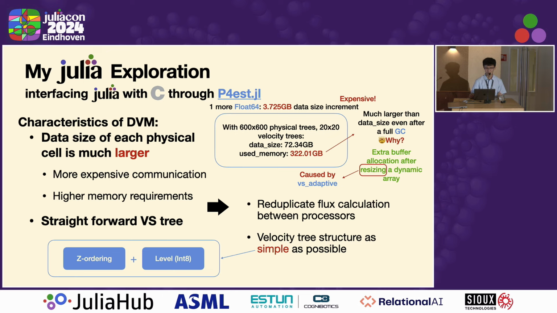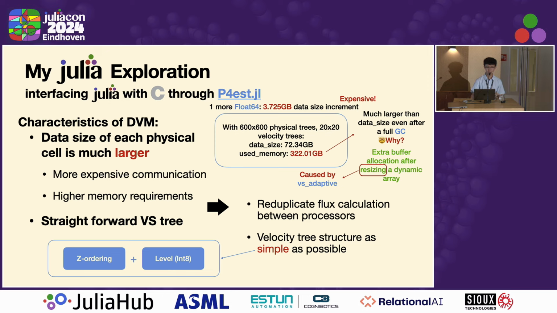DVM is quite different compared to traditional methods. Due to each physical grid having its own velocity space, the main feature of DVM is its significantly larger data size compared to traditional CFD solvers. This implies more costly inter-process communication and stricter memory requirements. To address this, our strategy involves redundantly computing fluxes at interfaces between adjacent processes. Computing the interface once is much faster than communicating it.